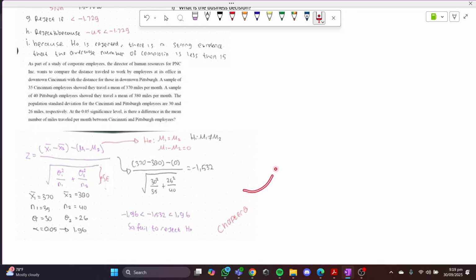Now it is a two-tailed test, though I kind of forgot why. But it will be a two-tailed test. And you have negative 1.96 and 1.96, and happily it is in the middle. So you fail to reject H null.